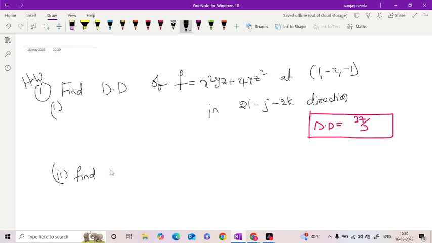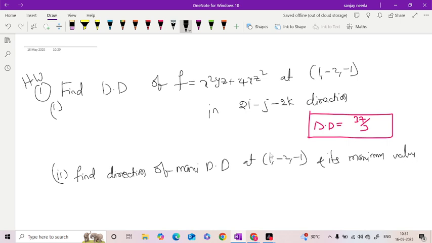Next one, same function, is a sub question: find the direction of maximum directional derivative at the point 1 comma minus 2 comma minus 1 and also find its maximum value. Just try to solve these two problems. One is the directional derivative of f at the point 1, minus 2, minus 1 in the direction of 2i minus j minus 2k, and the second question is to find the maximum directional derivative of this function at the point 1 comma minus 2 comma minus 1, and also find its maximum value.